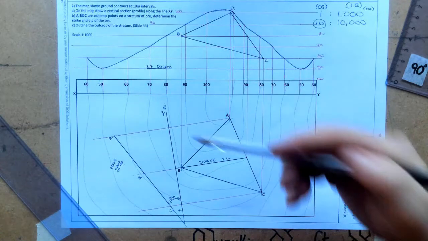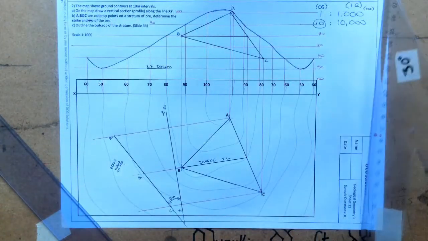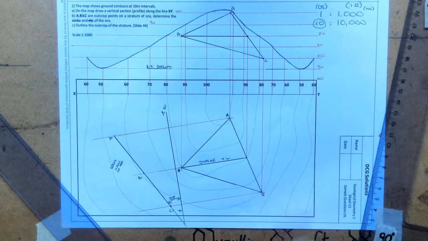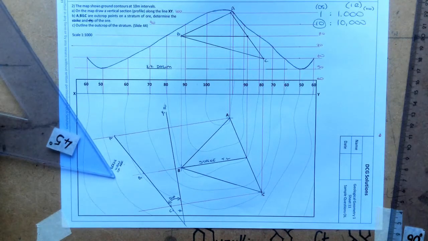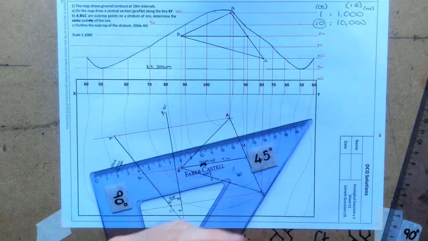Now what we want to do is part C. So we've done this bit, now outline the outcrop of the stratum. The outcrop points is basically where that material, be it the gold or the coal, reaches and is showing on the surface. On the surface, you can actually see it. So what we're going to do is identify some of those points.